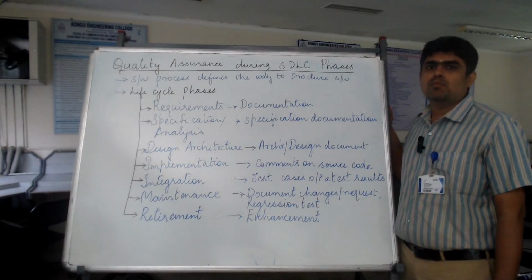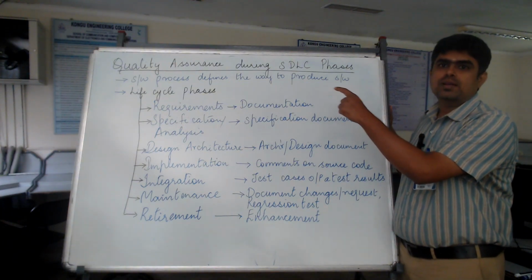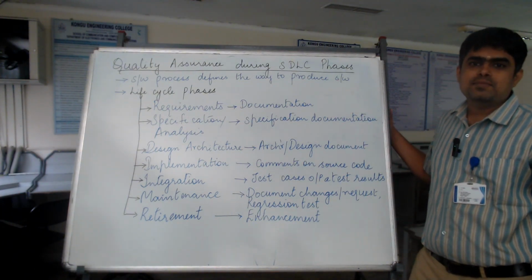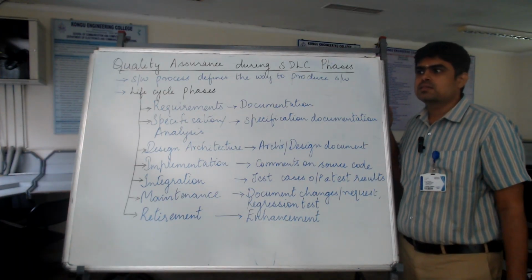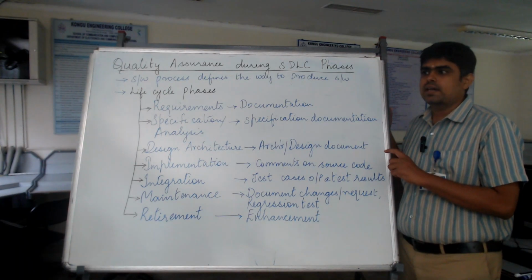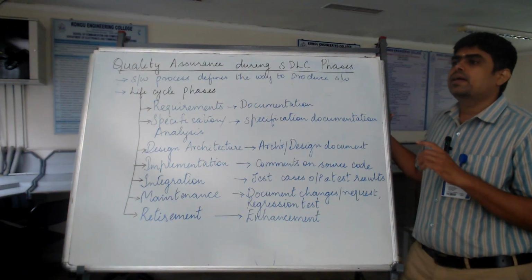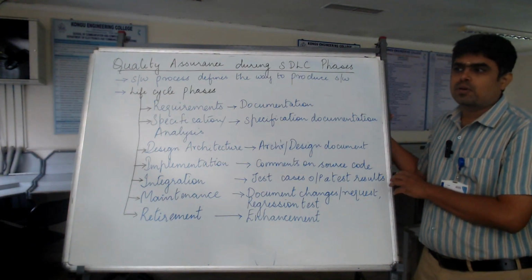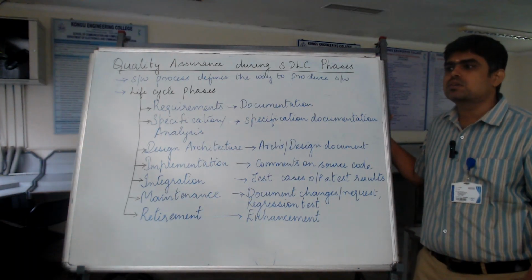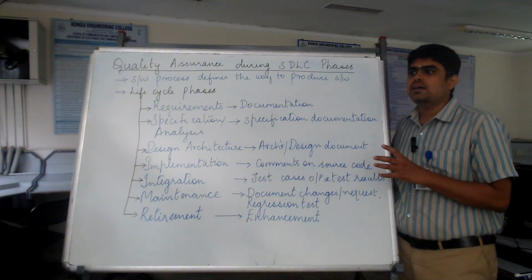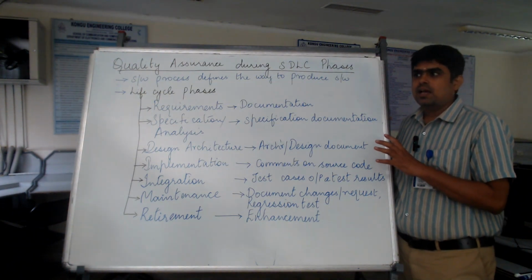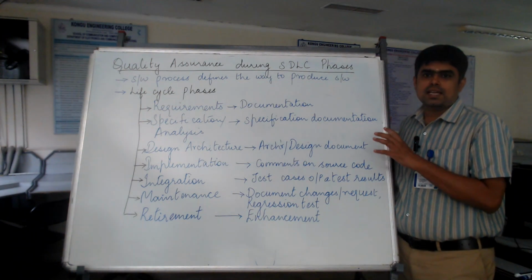We are going to see about software quality assurance during the software design lifecycle phases. In this, we have the lifecycle models used in software system design and delivery methods. Software process defines the way to produce the software, and it is a lifecycle model which establishes the approaches for managing the various phases of the design lifecycle.